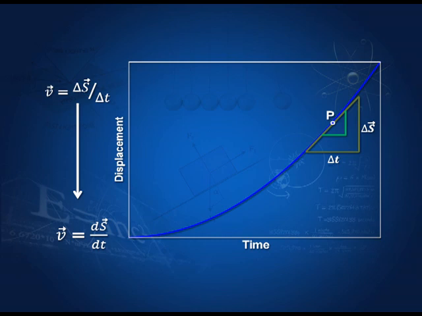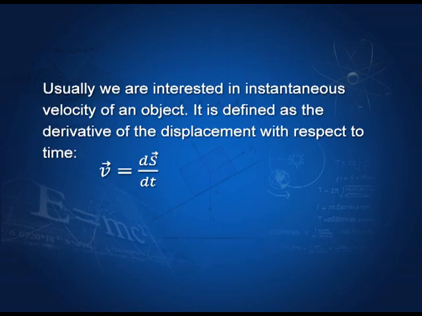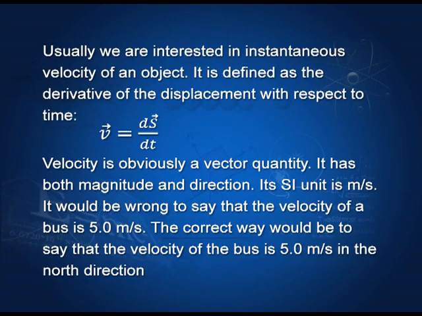About derivatives, if occasion arises, I will tell you in later lectures. Usually we are interested in instantaneous velocity, as I have been saying, and then we get v equal to ds by dt. And as I have been saying earlier also, velocity is a vector because both sides are vectors. So, on this side there is s vector, on this side there is velocity, it must be a vector, and therefore, it would be wrong to say that the velocity of a bus is 5.0 meters per second.